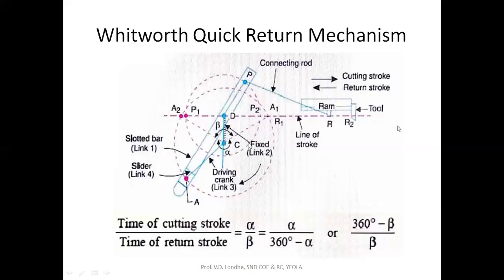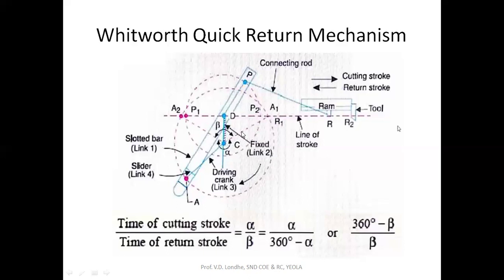So what happens here? There are two angles, alpha and beta. When the crank moves from this position, suppose we say CA1 to CA2 position, whatever angle is traveled by this driving crank is nothing but alpha.